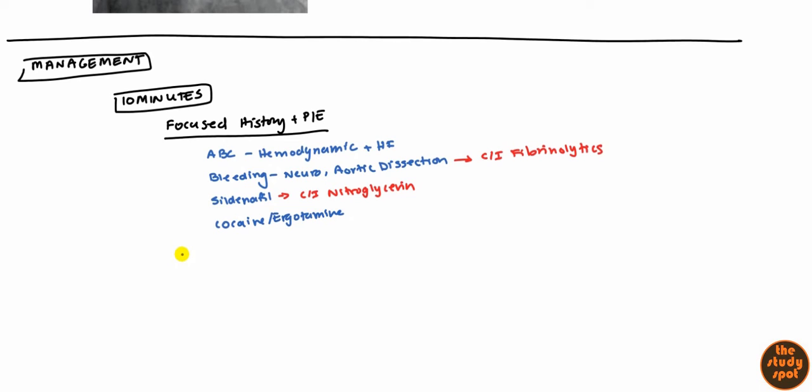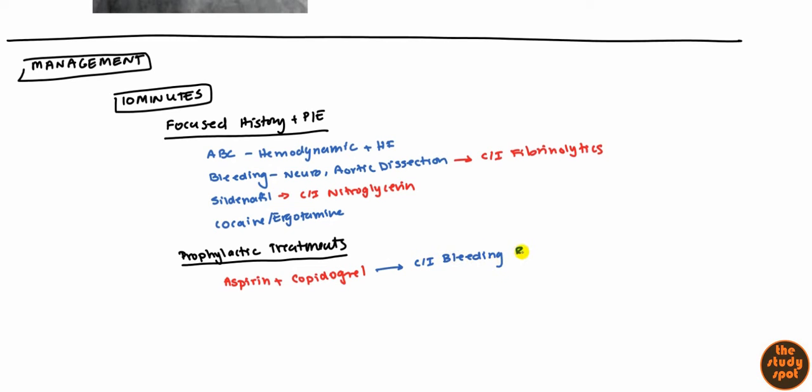So after taking this very focused history and physical examination, you do want to start some initial prophylactic treatments to make sure you stabilize the heart and don't let the plaque rupture or get worse while you're trying to do some of the investigations. So the first thing that you want to do is give aspirin and clopidogrel, also known as dual antiplatelet therapy. And this is commonly given. However, if they do have a bleeding risk, then this is contraindicated. So you may just want to give one, or you may not want to give it at all if they have some type of bleeding risk, either in the history or currently.